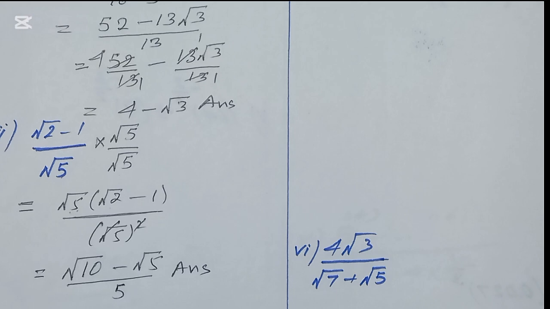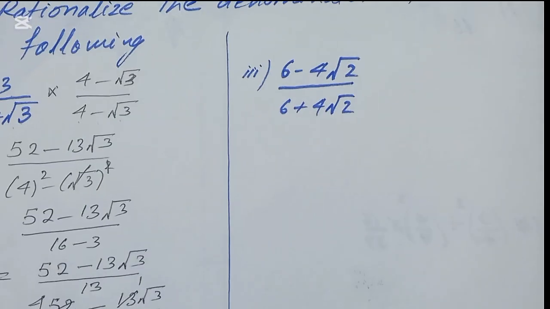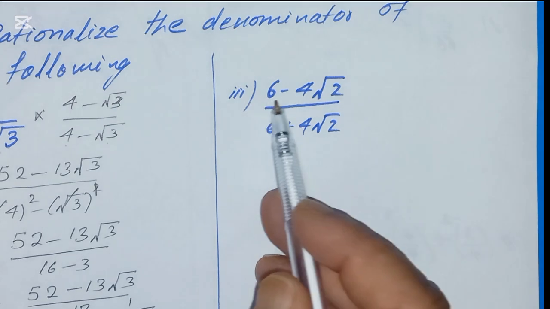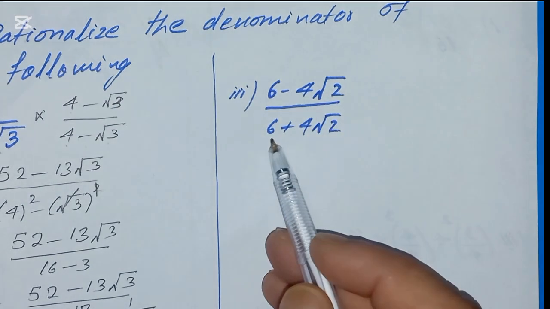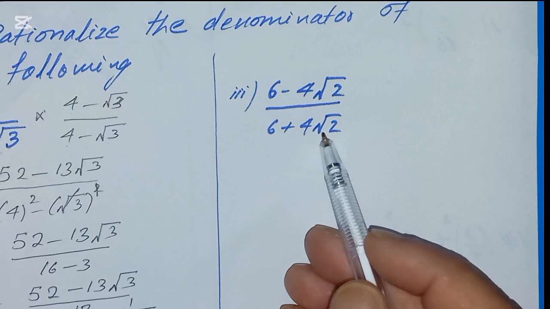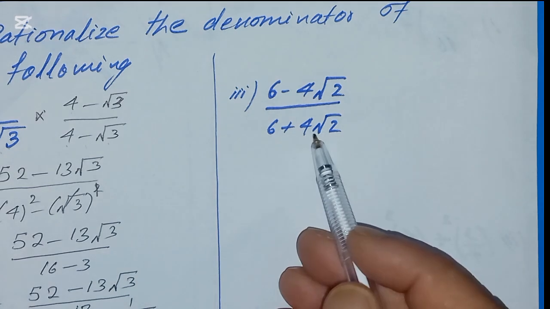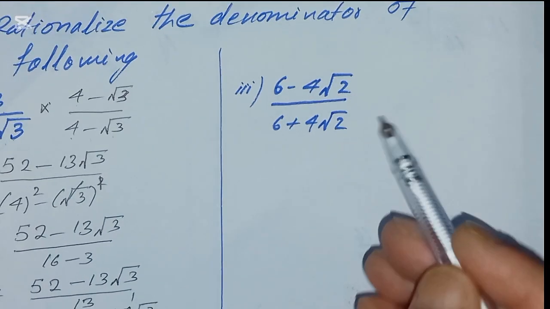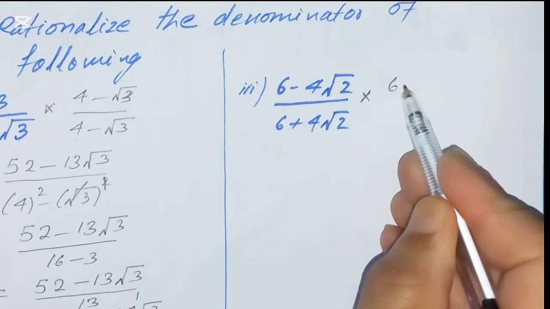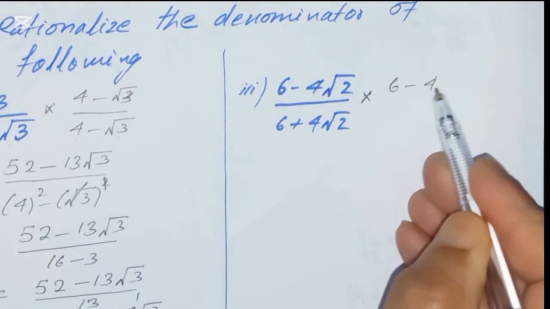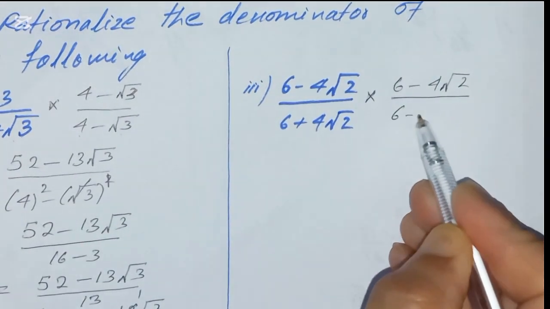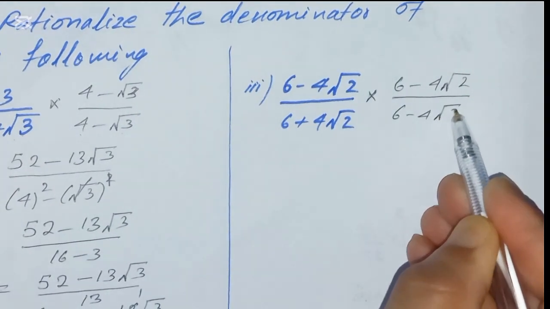The next part, third part, in this value we have 6 minus 4 under root 2 by 6 plus 4 under root 2. So in order to remove radical sign from denominator for rationalization, we multiply by the conjugate: 6 minus 4 under root 2 by 6 minus 4 under root 2.